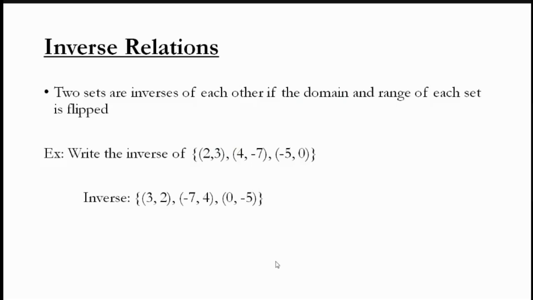Write the inverse of (2, 3), (4, -7) and (-5, 0). These are the pairs which are available in the relation, say for example R. Then its inverse will be just flip the pairs: (3, 2), (-7, 4) and (0, -5). I think you don't have any difficulty in this. Inverse just means to flip the pairs.